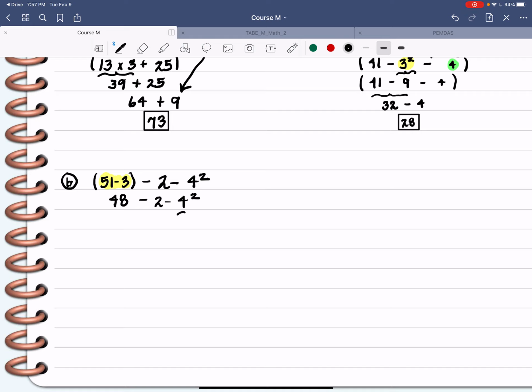Exponents come next. 4 times 4, that's 16. Copy. And then left to right, you subtract. So you've got 46, that's this part, minus 16. Use your calculator if you need to. That is 30.